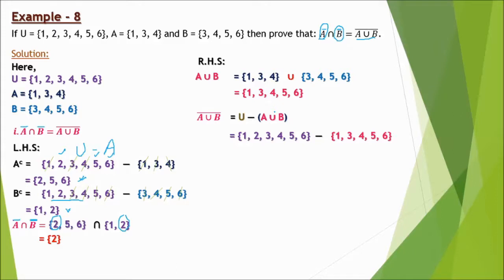So let's cancel the common elements from both sets, and 5, and 6 also. We have to focus on this set, only 2 is remaining. So 2. You can see the left hand side and right hand side are equal. So we have proved that the left hand side is equal to the right hand side.